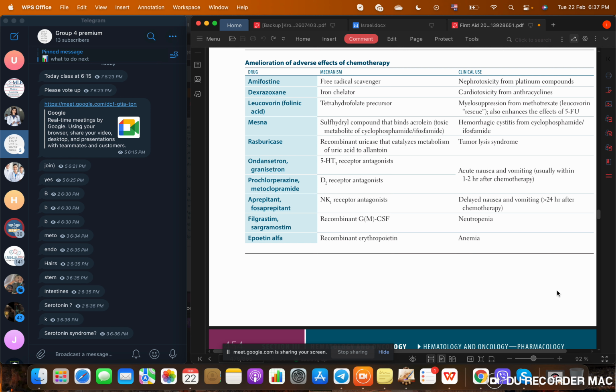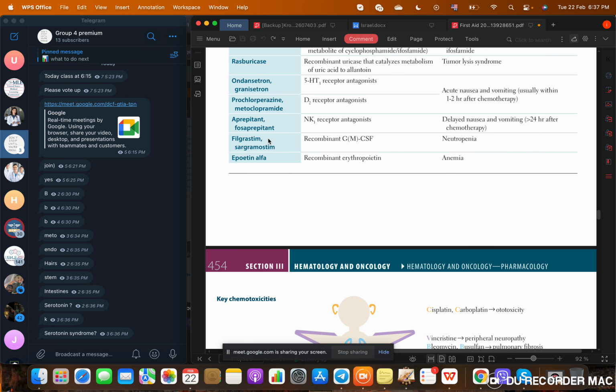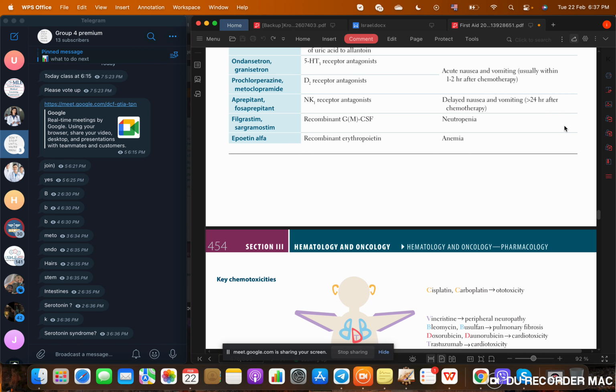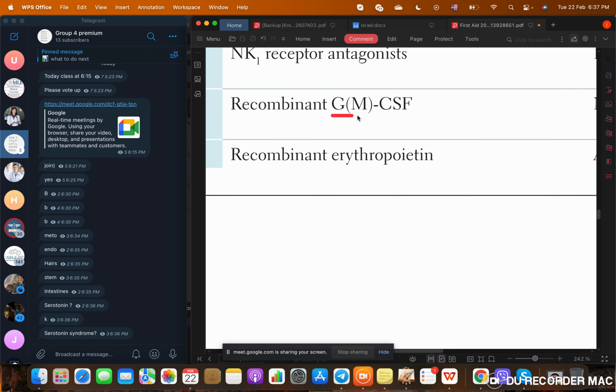Okay, where is the area postrema located? The answer is it is located inside of the fourth ventricle of the brain. We'll speak about it more in neurology, actually. Okay, so aprepitant is an NK receptor antagonist. It can also be used for late nausea and vomiting, more than 24 hours after chemotherapy. But acutely, you would like to use ondansetron. Okay, the next one we have is the recombinant G-CSF.